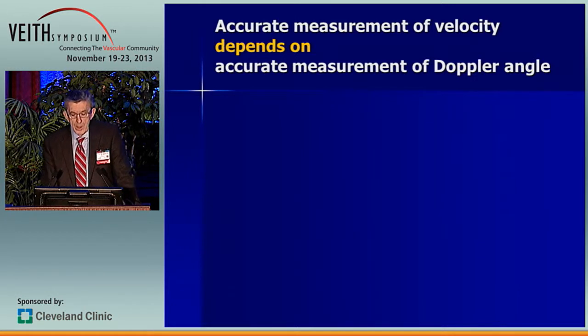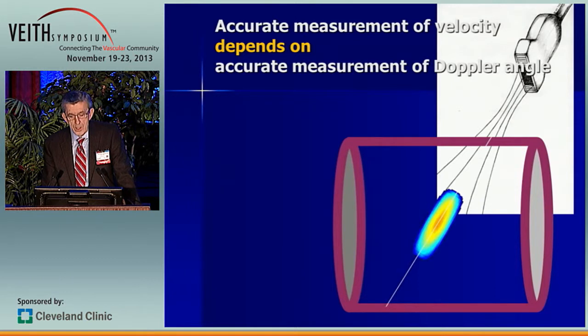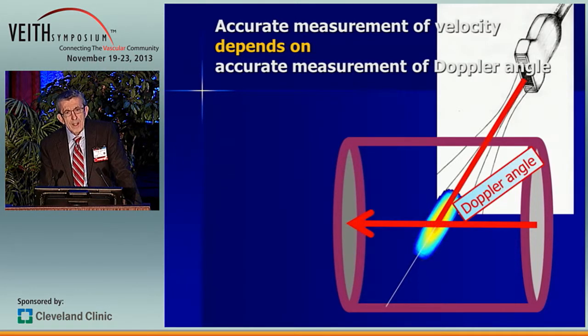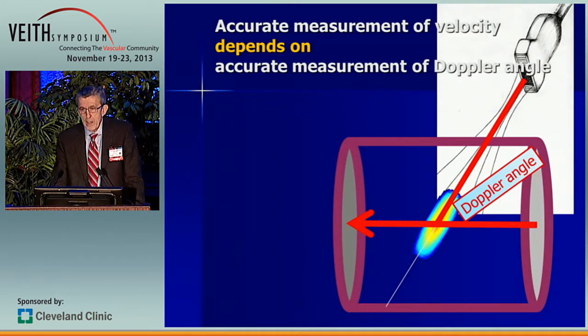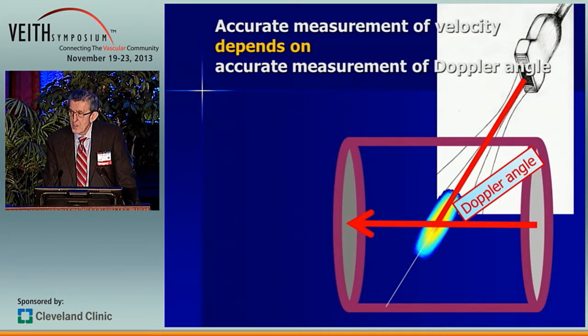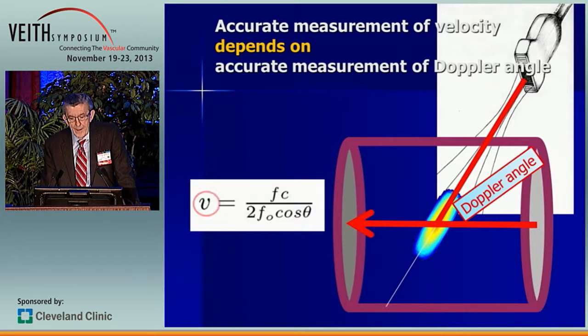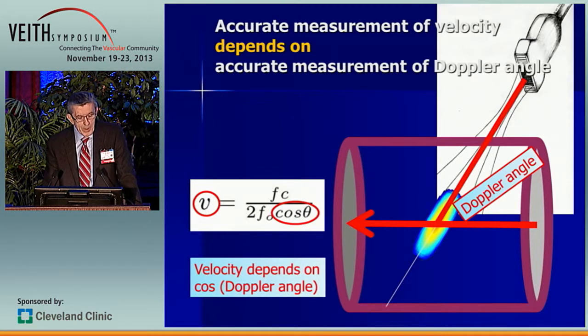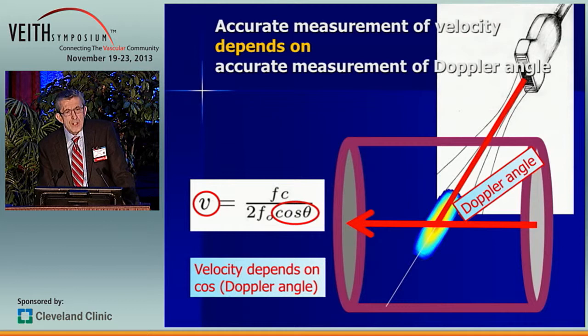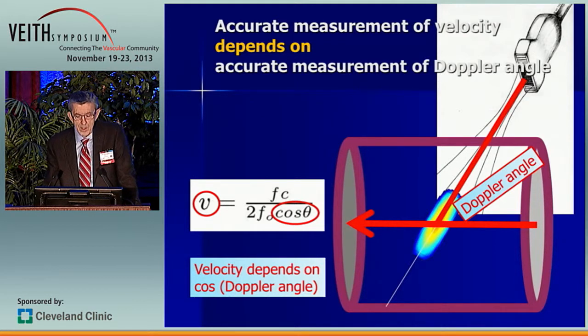We're all familiar with ultrasound 101 as to how velocity is measured. It's based on the Doppler angle, that is the angle between the beam and the axis of flow, not the wall of the artery. And of course the axis of flow is not necessarily parallel to the artery if there's any degree of tortuosity or any stenosis. Again, we're familiar with the Doppler equation, which shows that velocity depends on the cosine of the angle. That's part of the ugliness. We've known this since we started doing this many years ago.